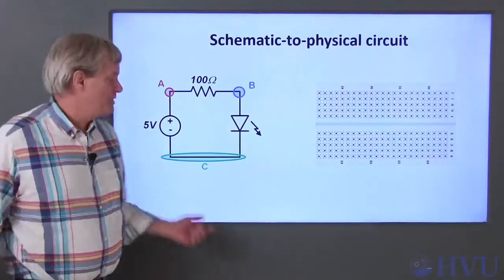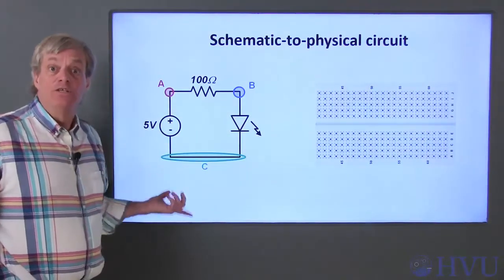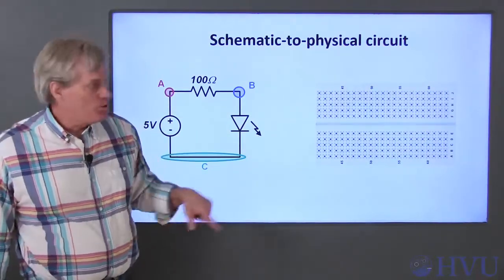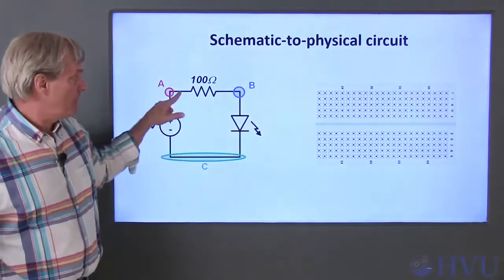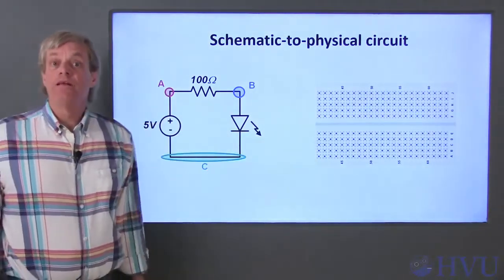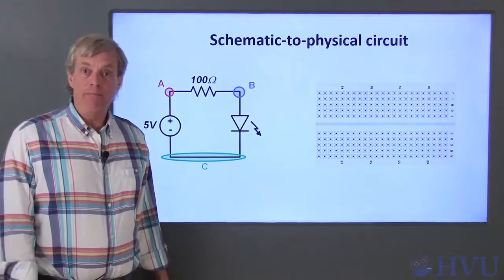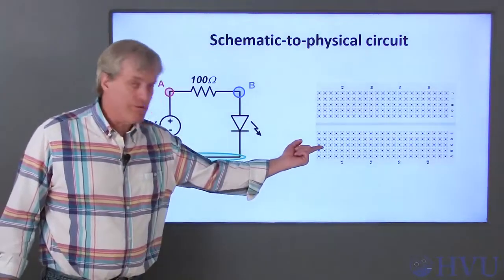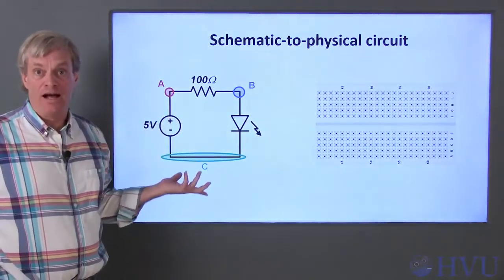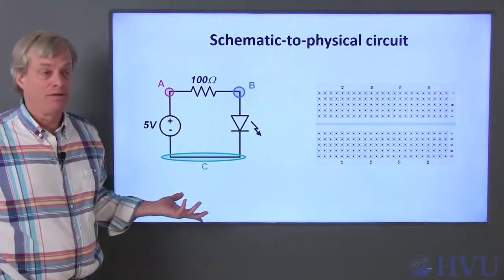Now let's use a breadboard to implement this circuit. To do this, we just need to assign rows of holes on the breadboard corresponding to the nodes on our circuit. Then we insert the terminals of our components into the holes on the breadboard that correspond to the nodes that the component terminals interconnect.